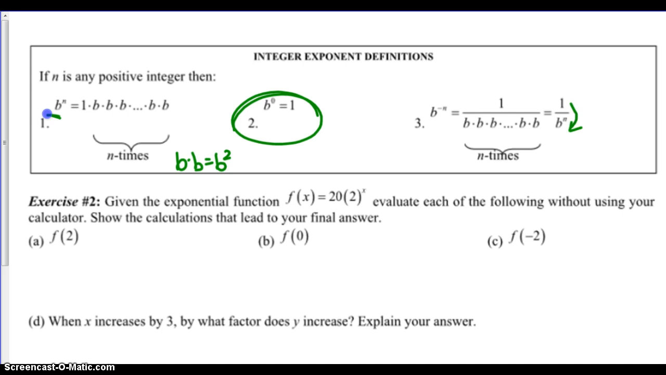So we're going to look first here at example 2. We have the function f of x equals 20 times 2 to the x. Evaluate each of the following without using your calculator. Now, we're not saying the calculator is going away. We just want to look at where this is coming from.